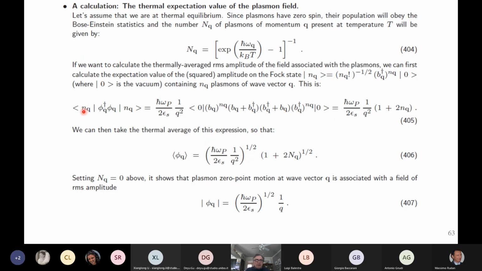And this guy is this state. And in between, I have the product of the phi dagger, which is B plus B dagger, and the phi, which is B dagger plus B. I do this simple thing, the simple calculation.